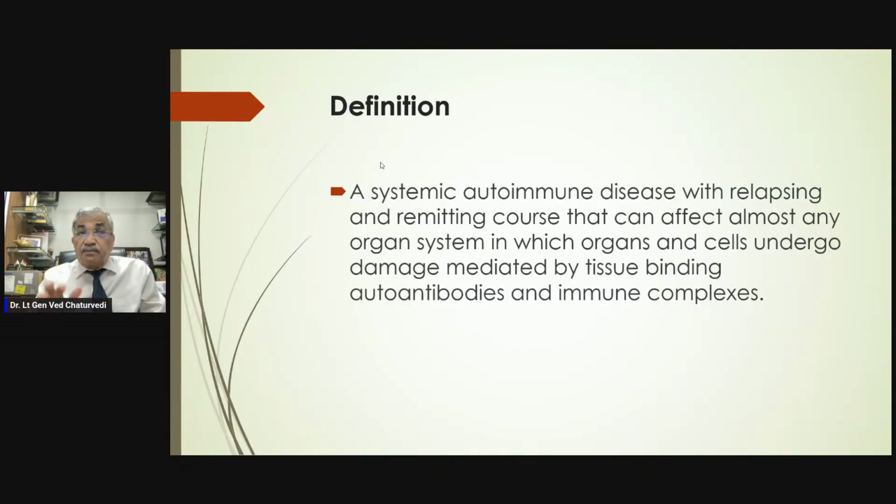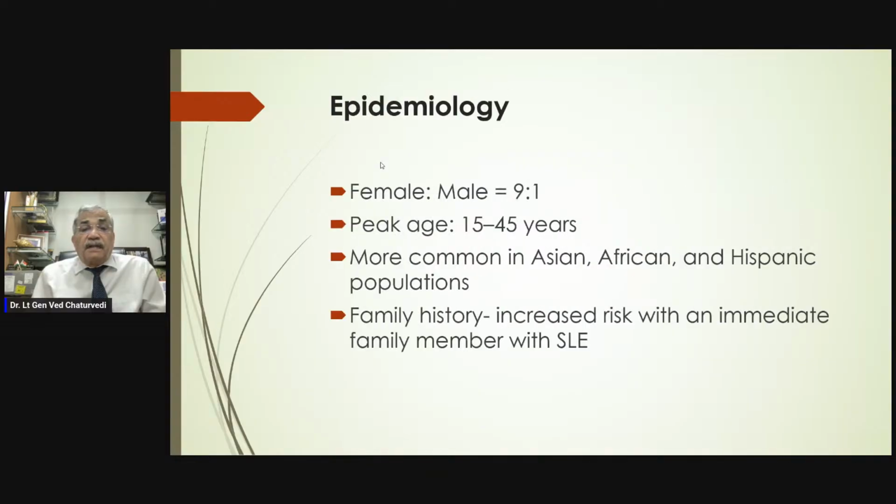It's a systemic disease, which means anything can be involved from head to toe, starting from loss of hair to the eyes, nose, everything. And it has a relapsing course. Sometimes you're okay, another time you're not okay. The last is almost any organ system. So you can have involvement of kidney, bone marrow, skin, brain, everything. It is more common in young females, generally in this age group, and there can be a family history also.